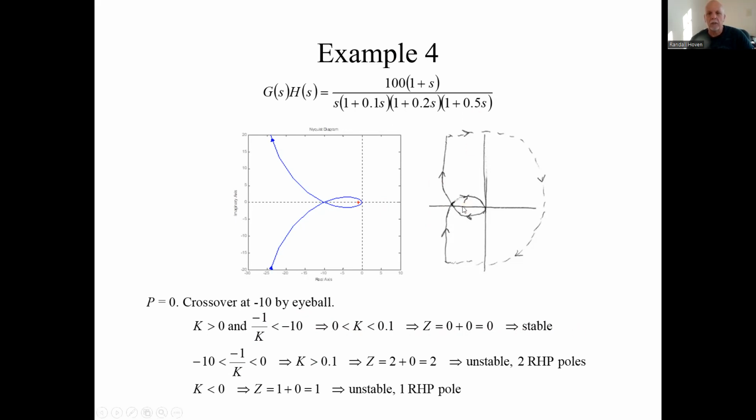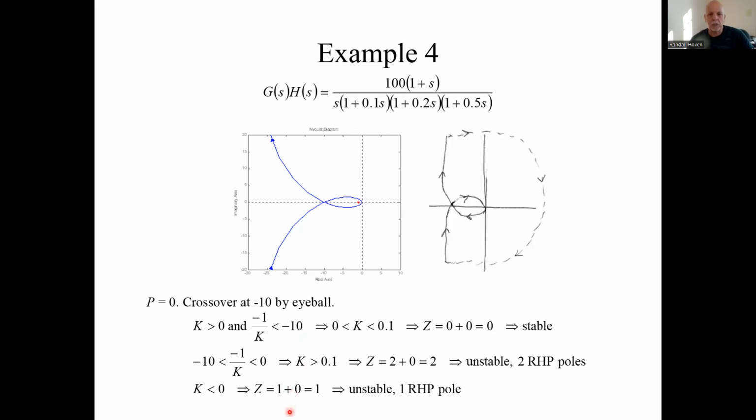Here, pick a point, one clockwise crossing, another clockwise crossing, N equals 2. 2 plus 0 equals 2. It's unstable with 2 poles in the right half plane. Out here, one pole, or excuse me, well, it will be one pole, but N equals 1, one crossing in the clockwise direction. And that's where your K is negative.